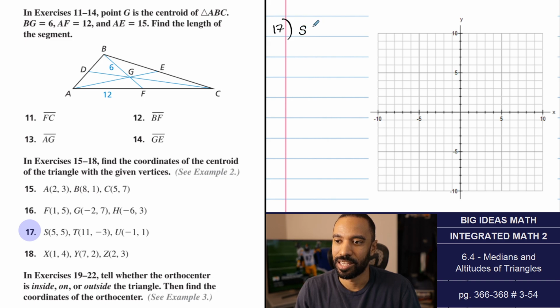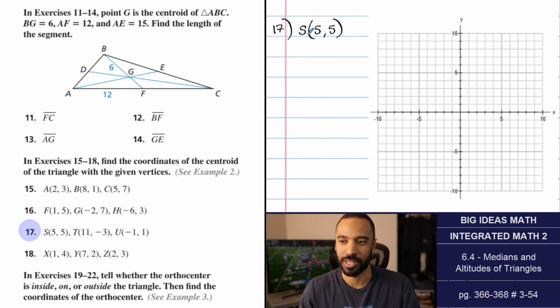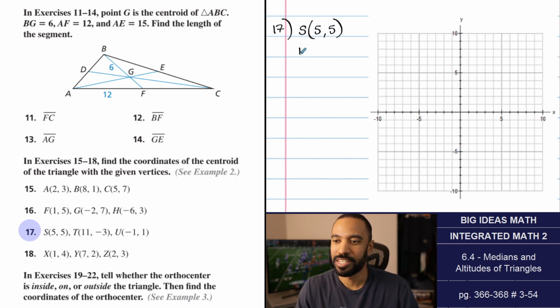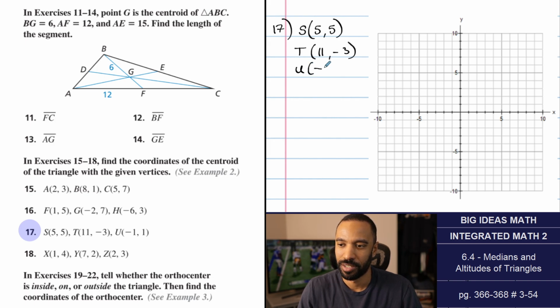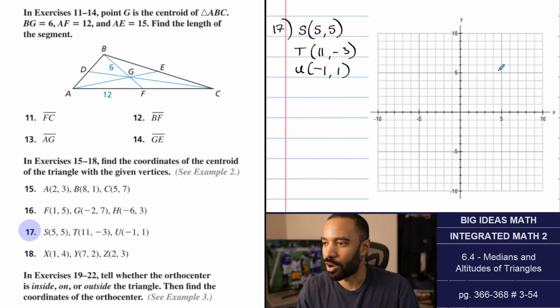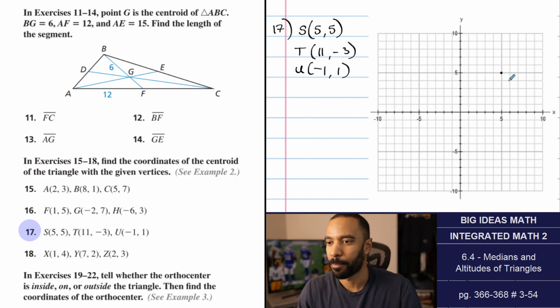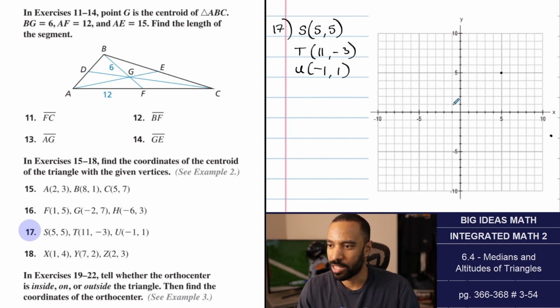S is at 5, 5. Why do they always put S's in, numbers that look like the things together? I don't like that. T is at 11, -3, and U is at -1, 1. U is at, not I. All right, 5, 5 is S. T is 11, -3, a little bit off. I think we can deal. And U is at -1, 1.